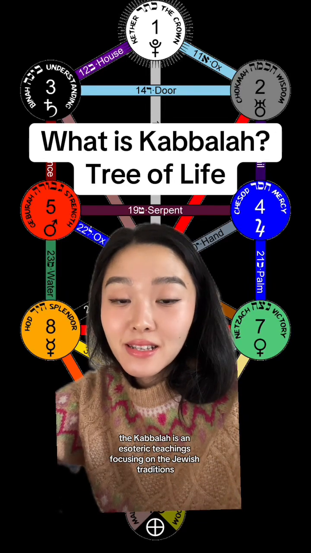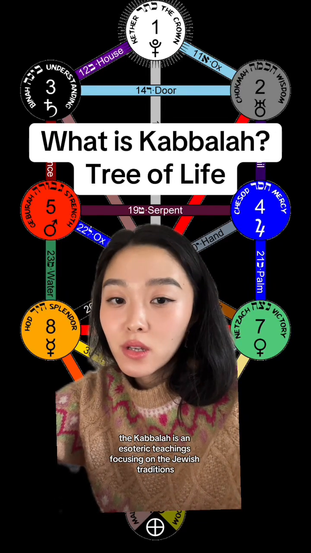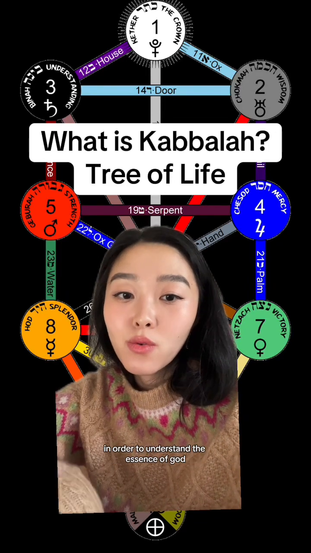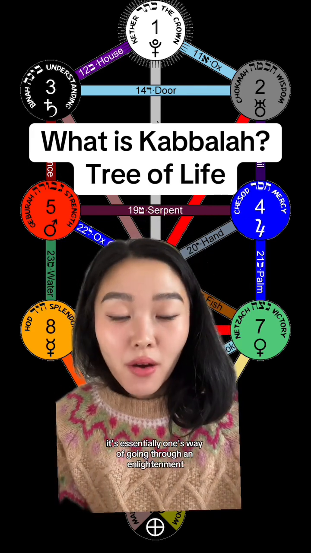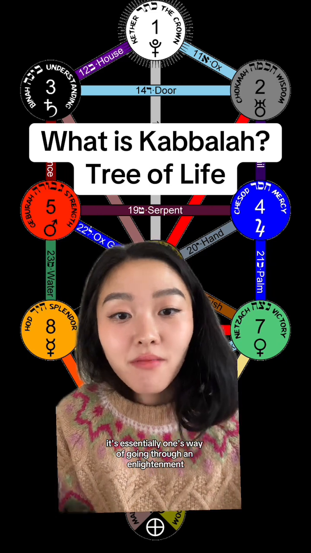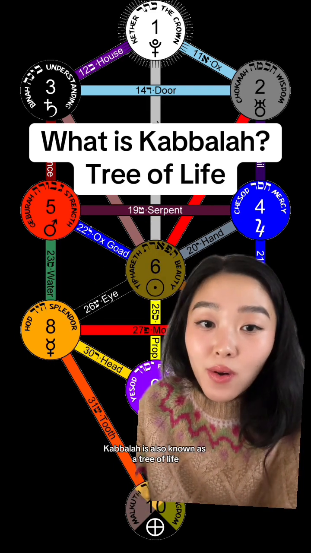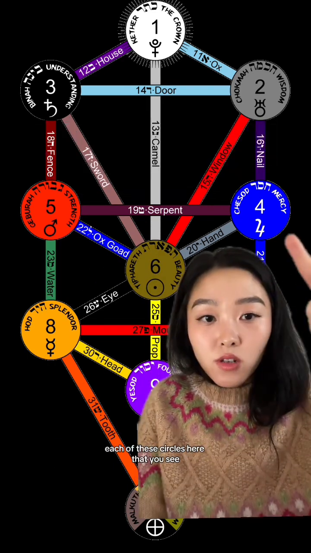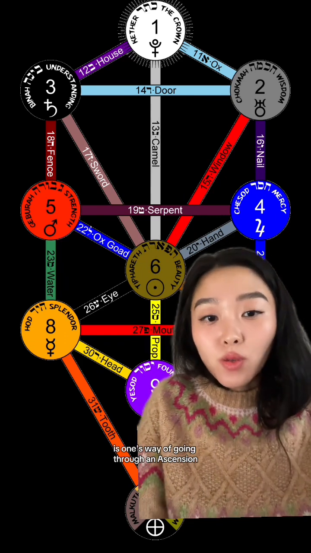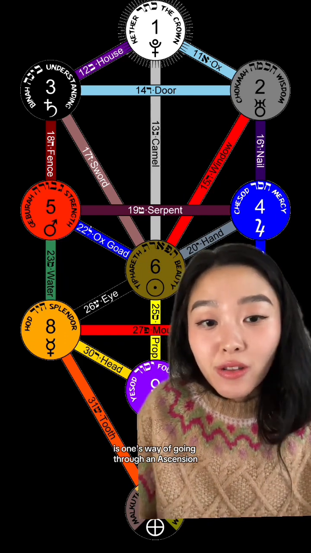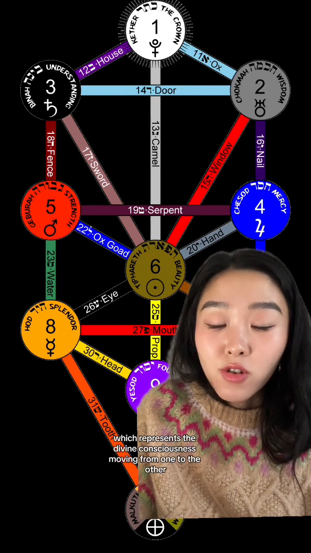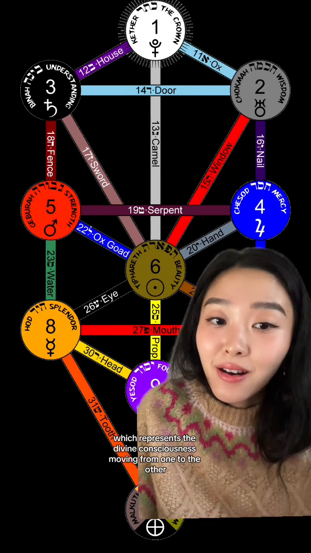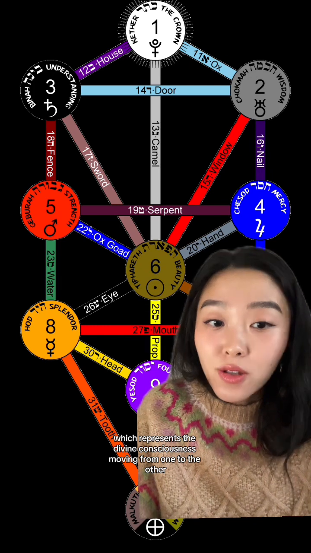The Kabbalah is an esoteric teaching focusing on the Jewish traditions in order to understand the essence of God. It's essentially one's way of going through an enlightenment. The Kabbalah is also known as the Tree of Life. Each of these circles that you see is one's way of going through an ascension, known as sefirot, or sefirah in the singular, which represents the divine consciousness moving from one to the other.